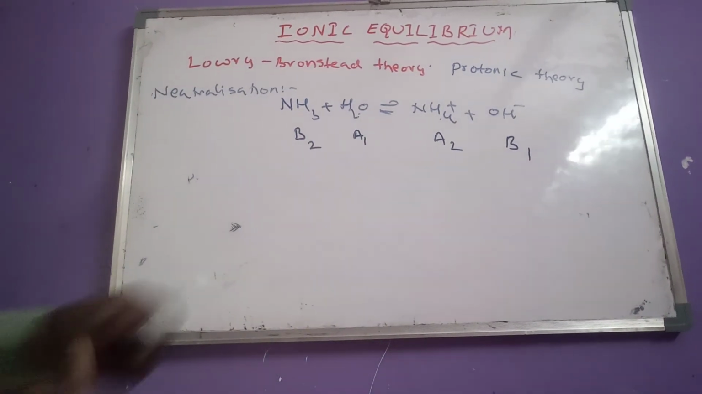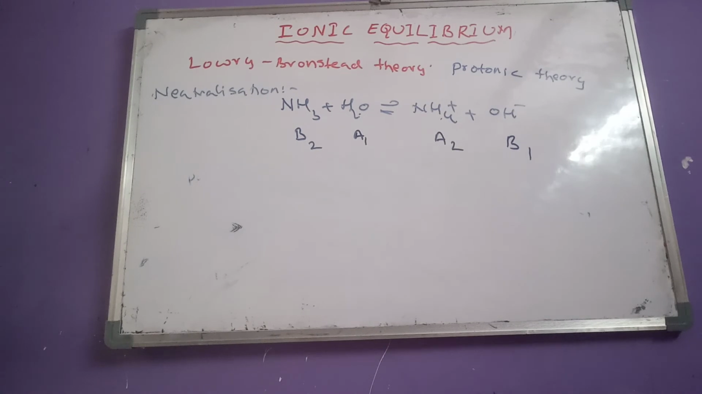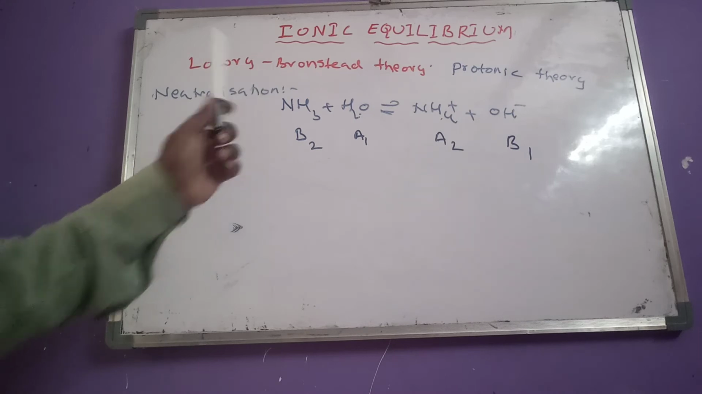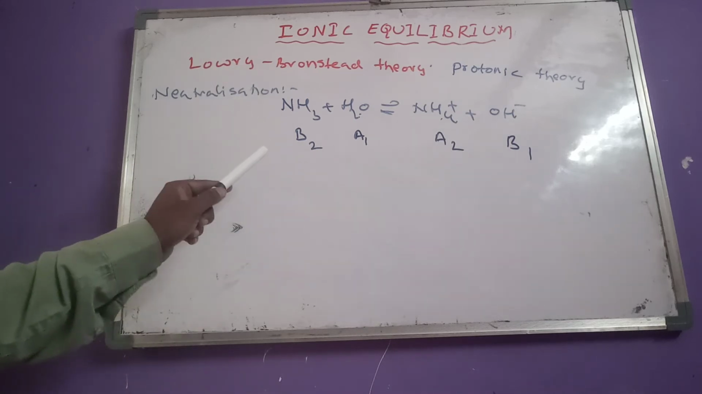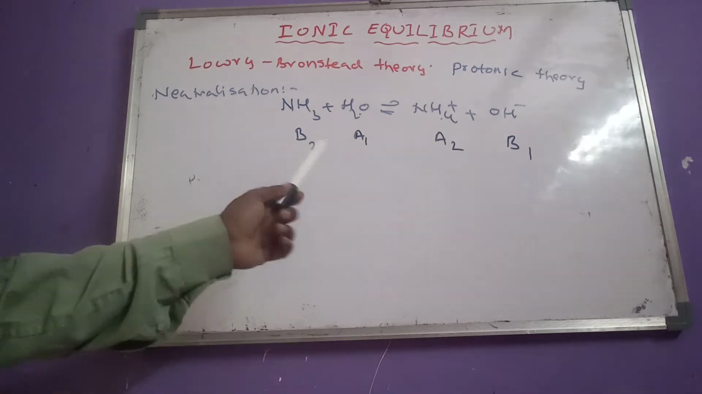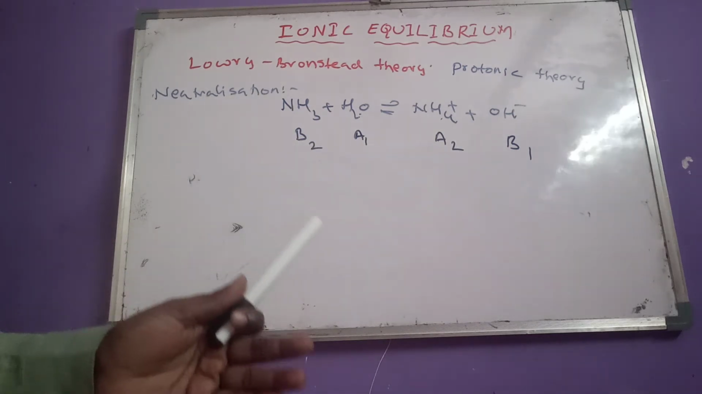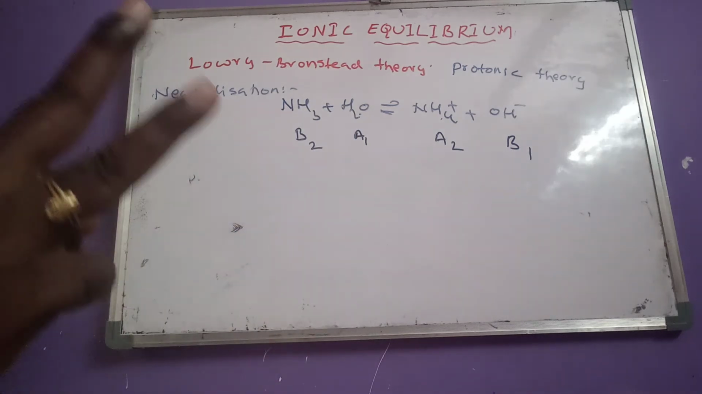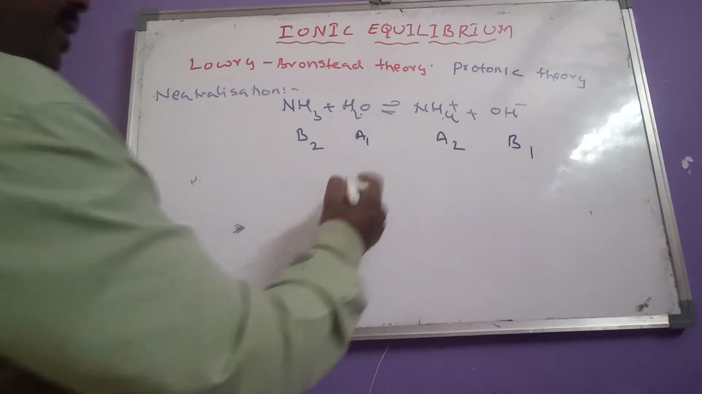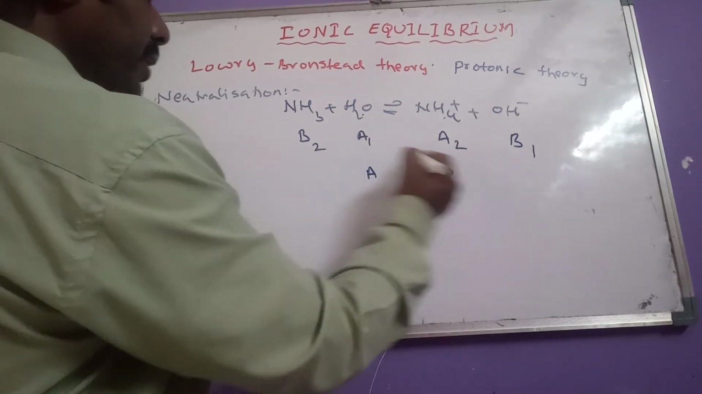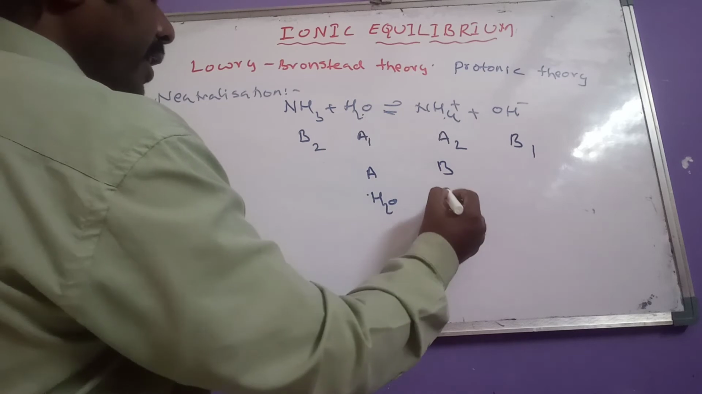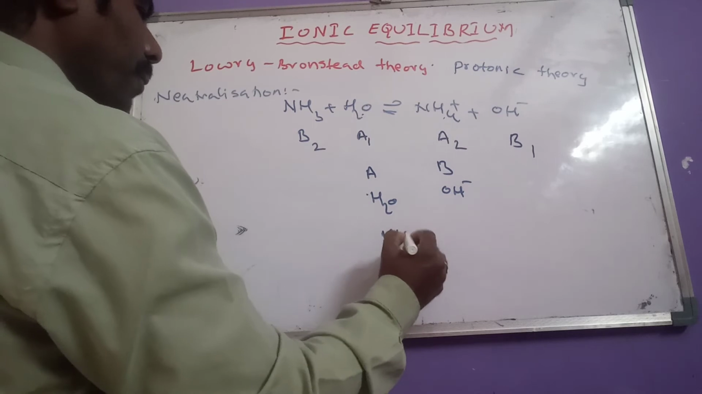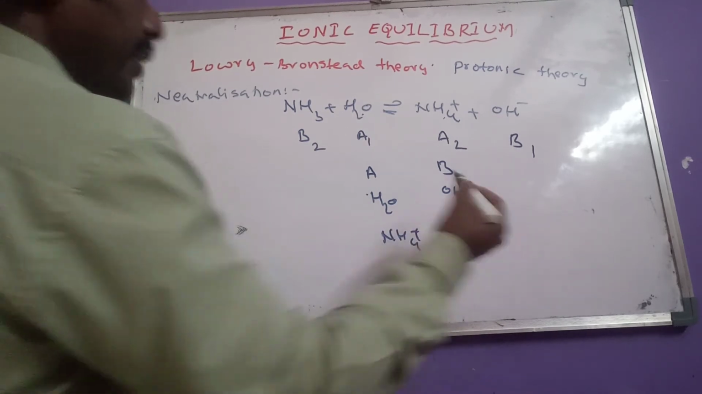So now this reaction is called neutralization. Transfer of a proton from an acid to base is known as neutralization. In one neutralization reaction, if you observe here, two acids and two bases are formed. That means one neutralization reaction contains two acid base pairs. Now let us write what are the acids and related bases. H2O, related base is OH minus, and then another acid NH4 plus, related base is NH3.